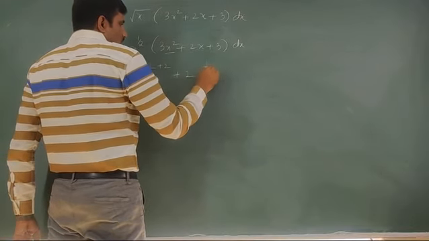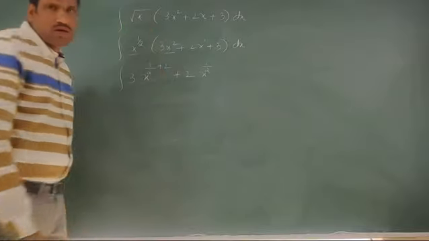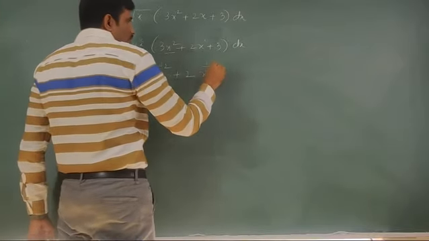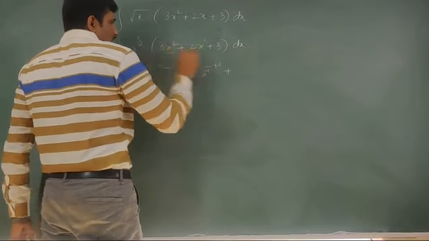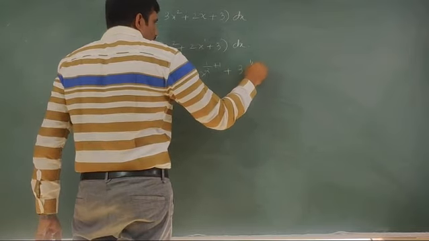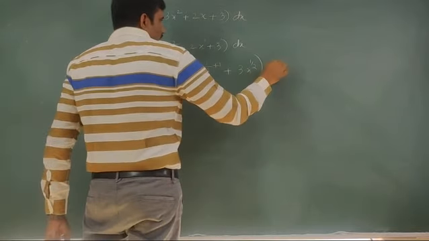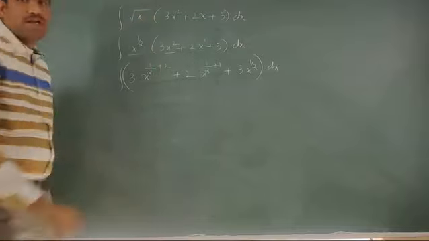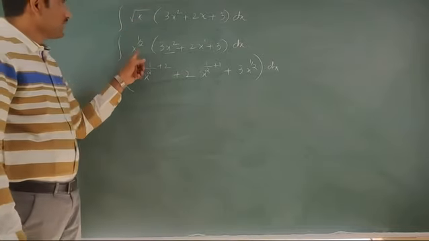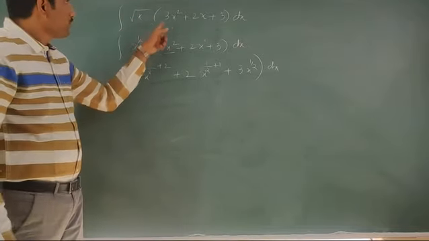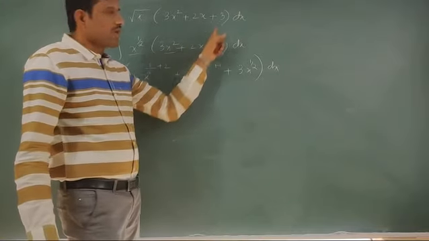That is x raised to, if nothing is there, that power is 1. Right? So x raised to 1 by 2 plus 1, plus 3 into x raised to 1 by 2 into dx. Just I am multiplying the brackets. Just I am multiplying the root x into the bracket. What is root x? It is x raised to 1 by 2 into bracket 3x square plus 2x plus 3.